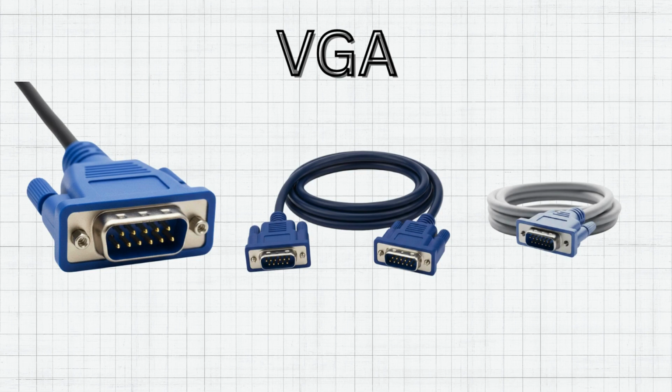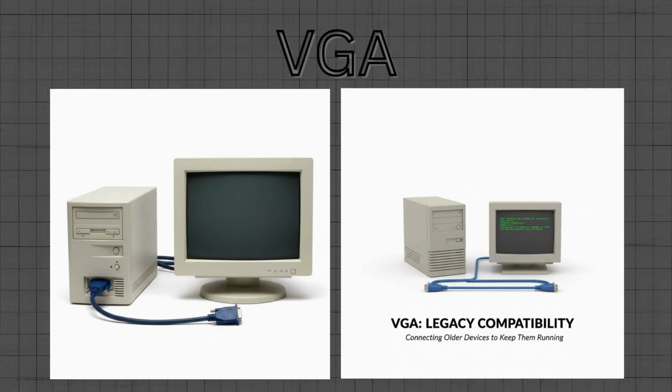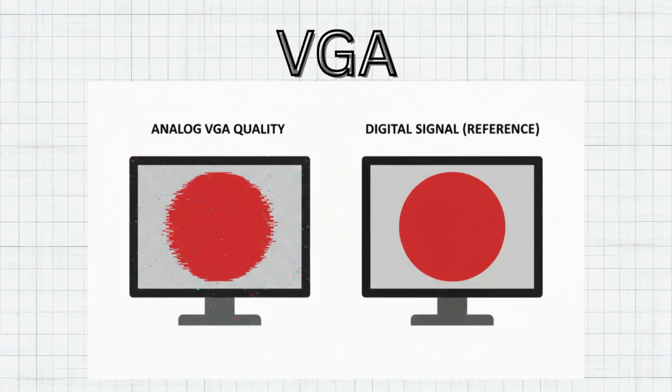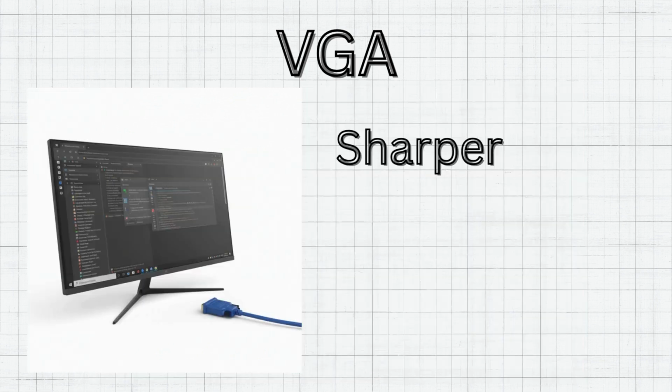VGA. VGA represents the analog era of computing. It carried video signals as electrical variations rather than digital data. This worked well when displays were simple and resolutions were low. As screens became sharper, VGA struggled.